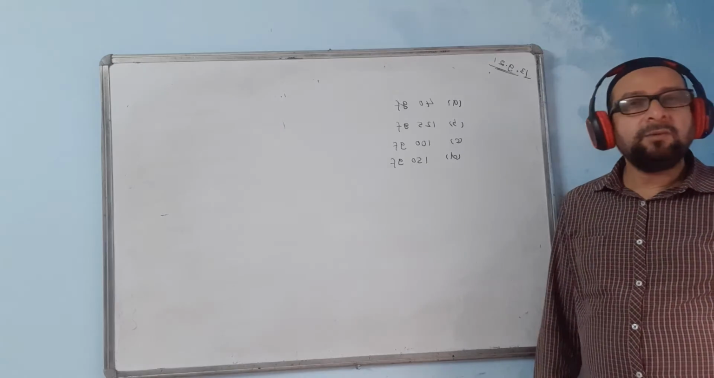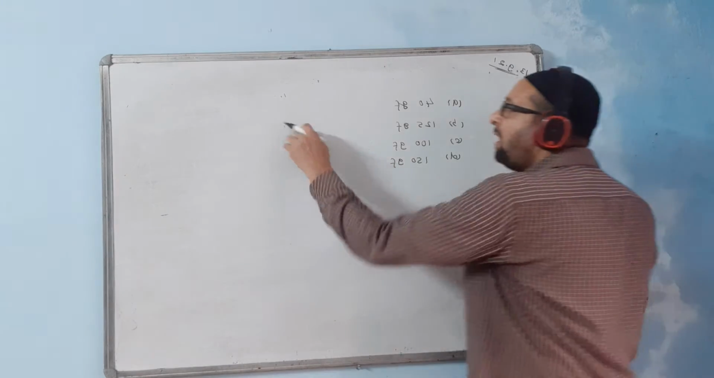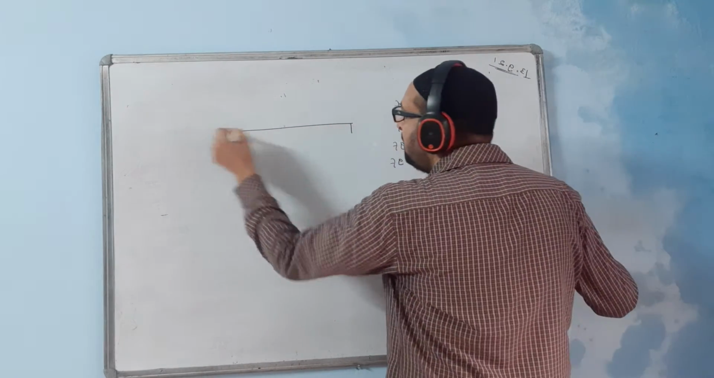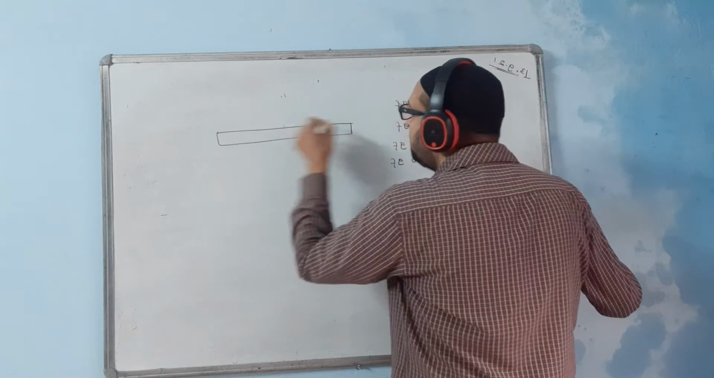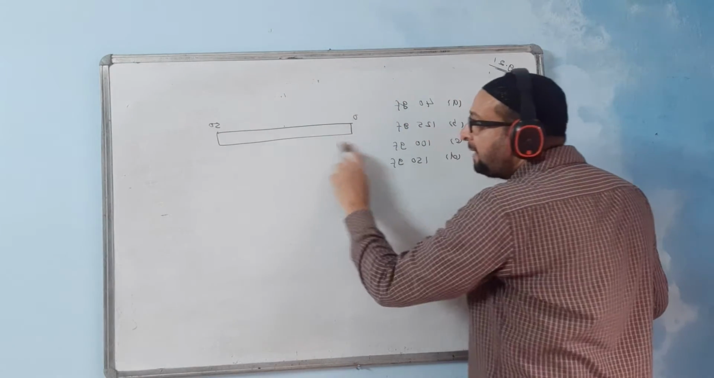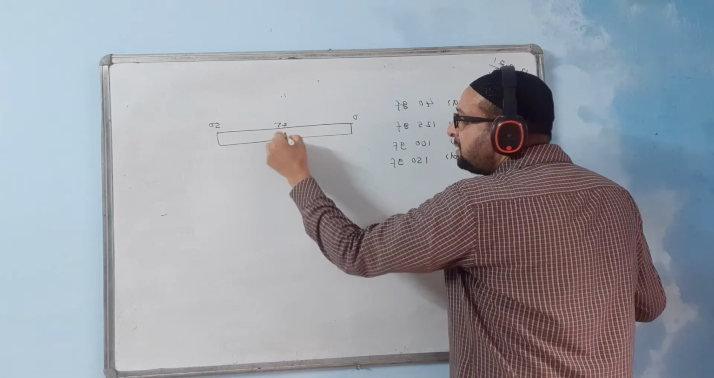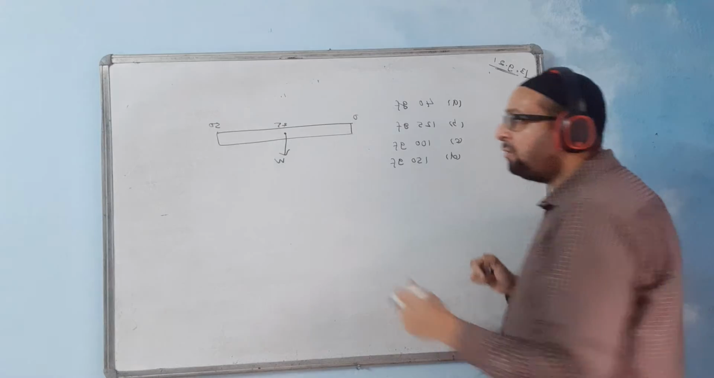So the question says what? Uniform half meter rule. So we'll draw a half meter rule. Half meter rule will be from 0 to 50. We'll mark here 0, here 50, the last point. Where will the weight of the ruler be acting? Weight of the ruler will act here at the midpoint, that is 25. This is W. Weight of the ruler is acting here.